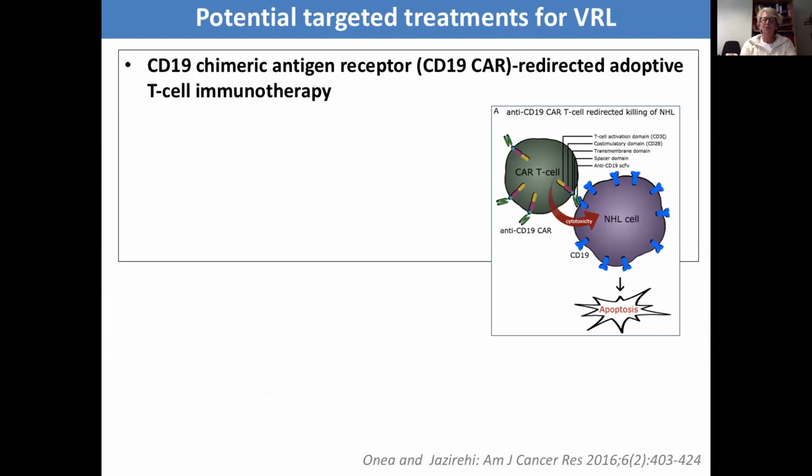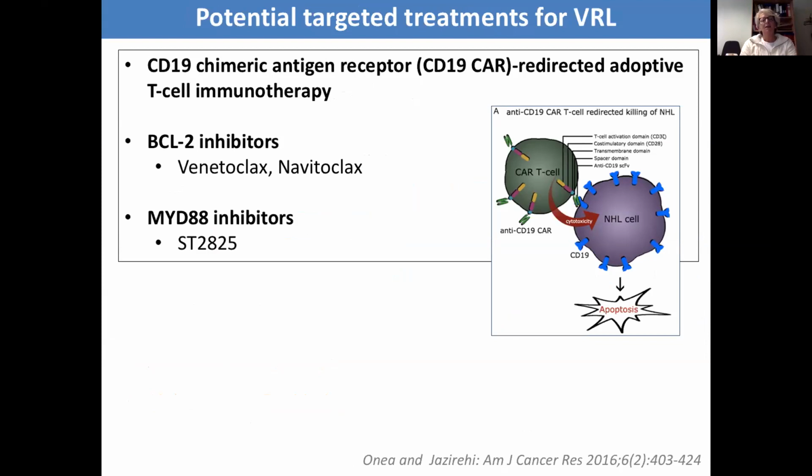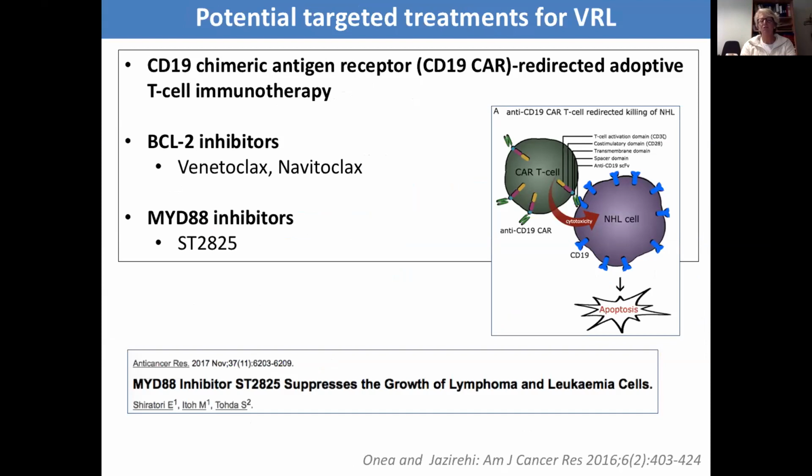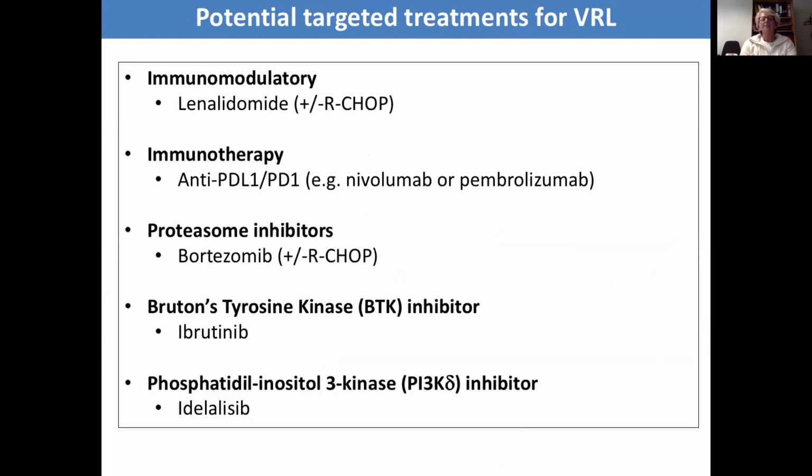There are new treatments coming out, which I don't have time to go into, but it's just worth noting that CAR therapy is being considered in CNS lymphomas. BCL2 inhibitors and MYD88 inhibitors have been demonstrated in vivo in CNS lymphoma trials. And of course, immunotherapy is also being applied in CNS lymphomas and is being considered in vitreoretinal lymphomas.